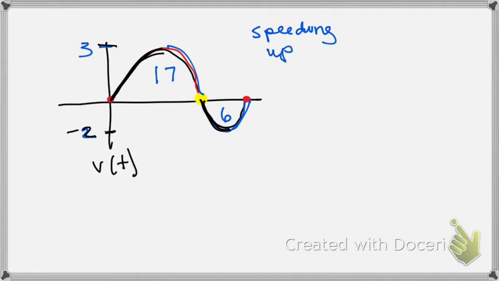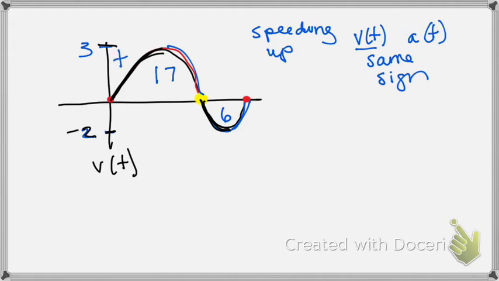Speeding up, one more time, more formally, or increasing speed, whatever: speeding up is when velocity and acceleration have the same sign. Well, let's look at that again. Let's start with the velocity. If this is a velocity graph, then velocity is positive above 0. So this is velocity positive, this is velocity positive, this is velocity negative, this is velocity negative.